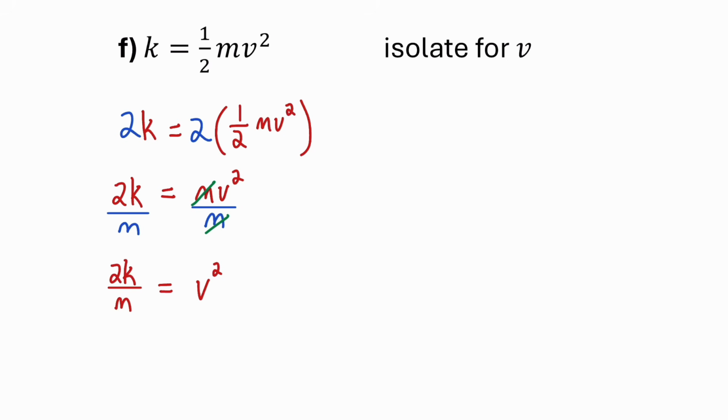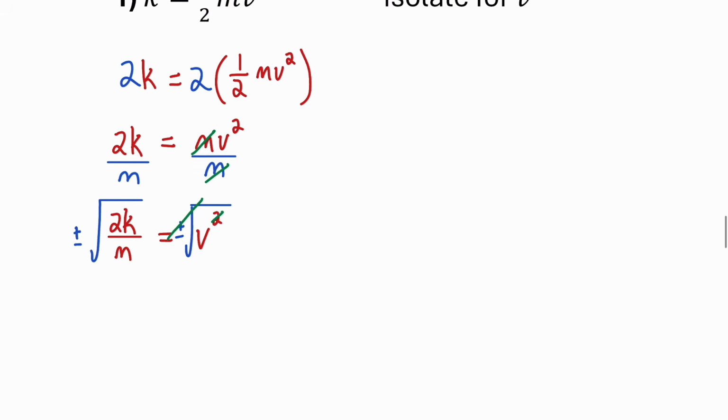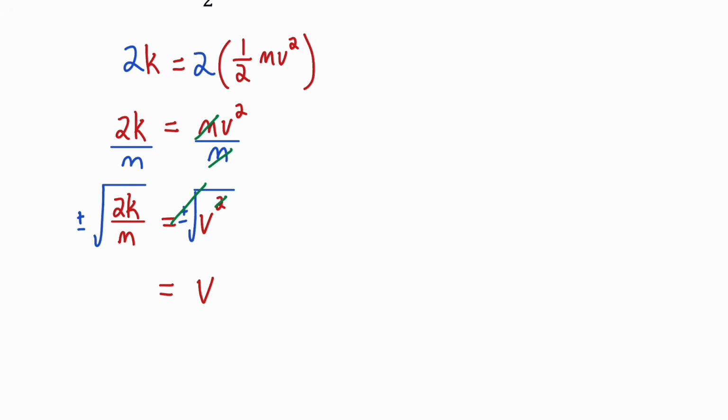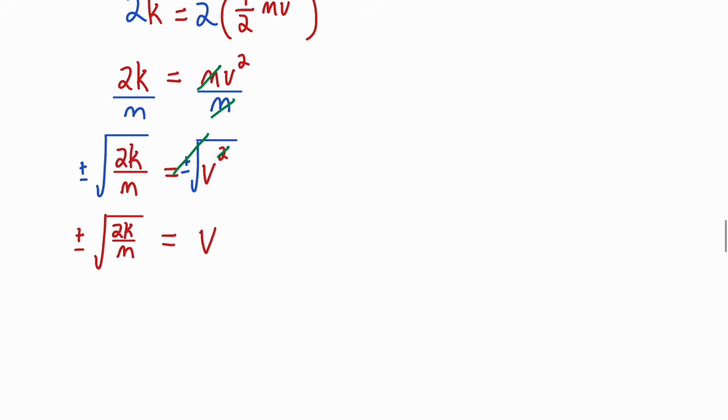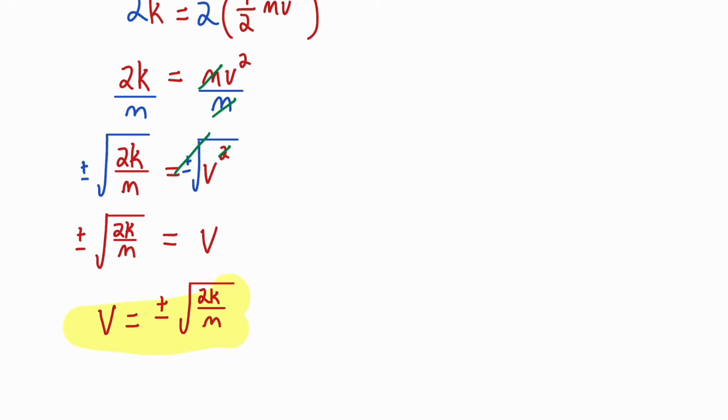And then hopefully you remember from a previous question, the inverse of squaring is plus or minus the principal root of the power. So I would have to do plus or minus the square root of v squared is equal to plus or minus the square root of 2k over m. On the right, the squared and the plus or minus square root cancel out, leaving me with just v on the right side of the equation. And on the left side, I have plus or minus the square root of 2k over m. And let me rewrite that with v on the left side. So there's our final answer.